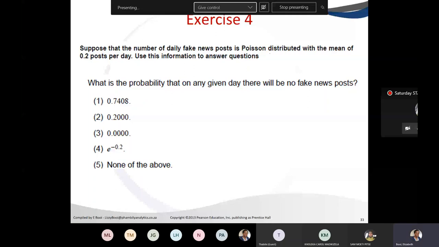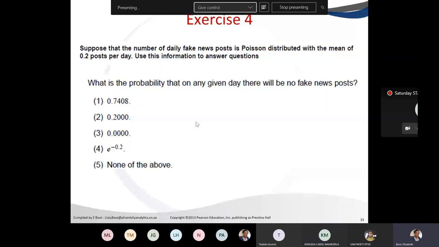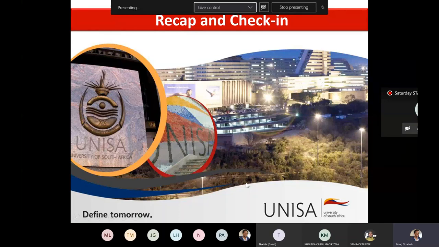What is your answer? Sorry. What is the probability that there will be no fake news on any given day? None of the above, because no fake news means X is 0. Therefore, when X is 0, it should give you 0.8187. And that's how you answer the Poisson distribution as well. And that completes today's session.